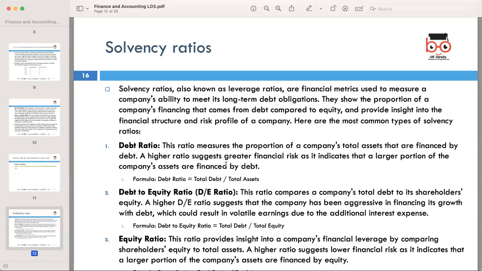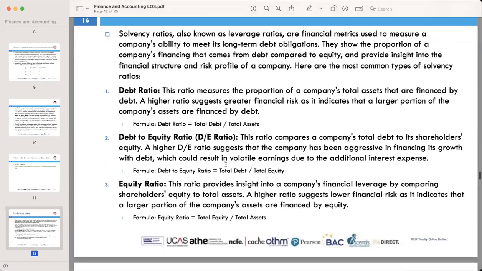Next is the debt to equity ratio, also known as the DE ratio. The ratio compares a company's total debt to its shareholders' equity. A higher debt to equity ratio suggests that the company has been aggressive in financing its growth with debt. This can lead to volatile earnings due to the additional interest expense. To calculate the debt to equity ratio, we divide the total debt by the total equity.